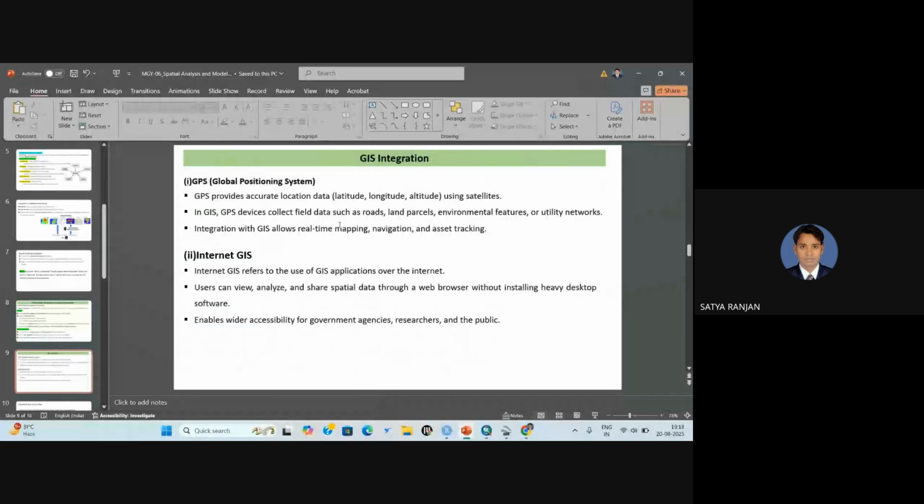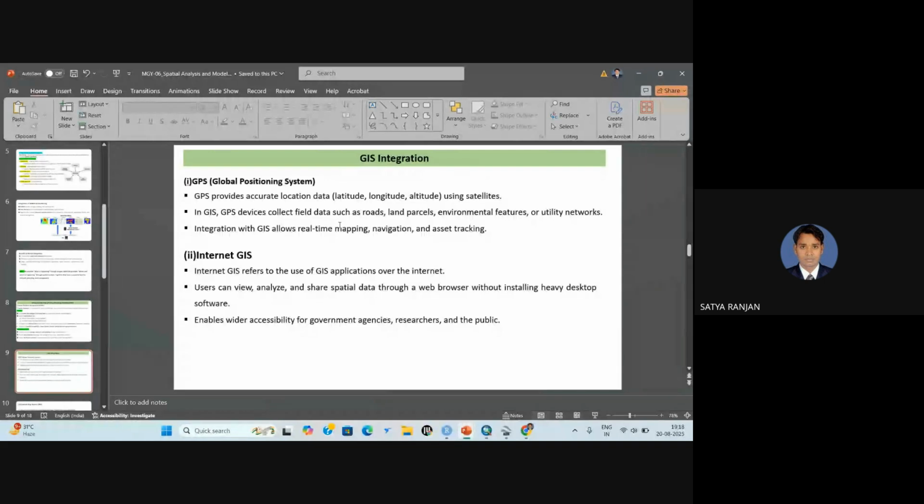Then GIS integration. So different parameters are there for the integration of GIS, like GPS is one of them. Generally GPS, that is the Global Positioning System, provides accurate location, latitude, longitude, and altitude, using satellites. And in GIS, GPS collects field data such as roads, land parcels, and areas. Integration with GIS allows real-time mapping, navigation, asset tracking, and correction of some classifications of different features. So basically, GPS is for the positioning of those particular areas.